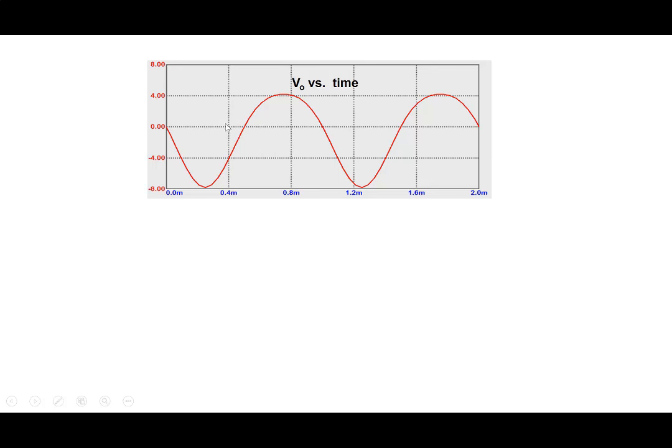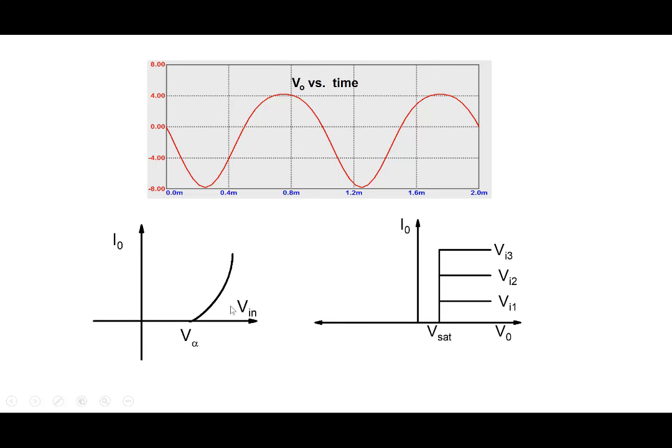So V naught also looks like this here. So V naught is also distorted. And so this is the consequence. Because it's nonlinear, my output voltage is now distorted. And therefore our amplifier has a problem, because we wanted the output voltage to be a perfect sinusoid, to look exactly like the input. But now because of nonlinearity, there's a distortion.